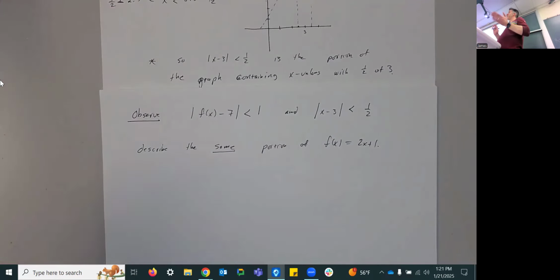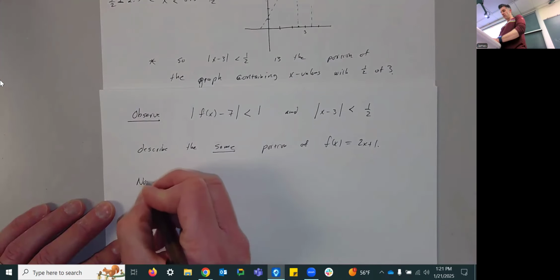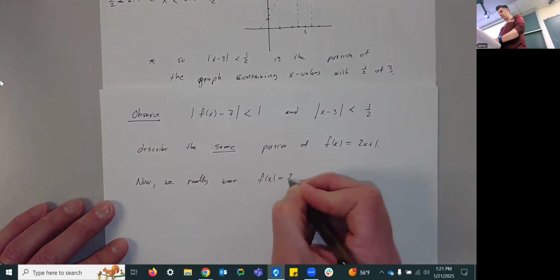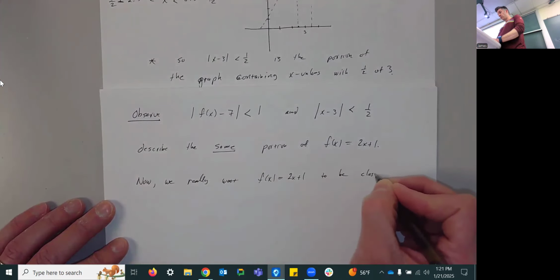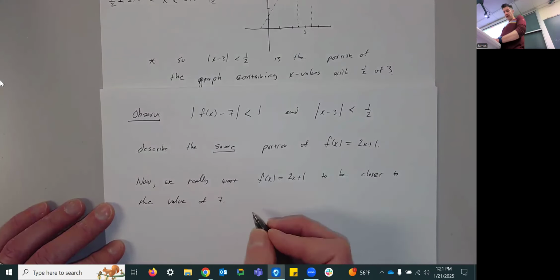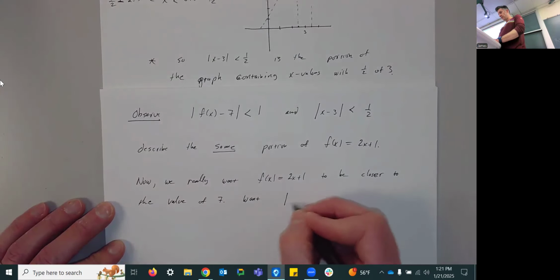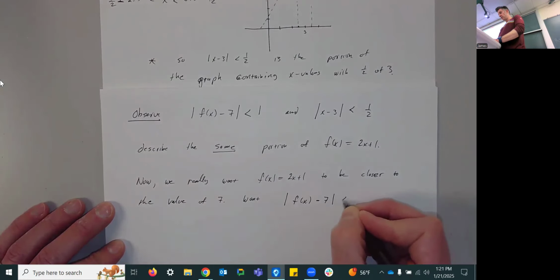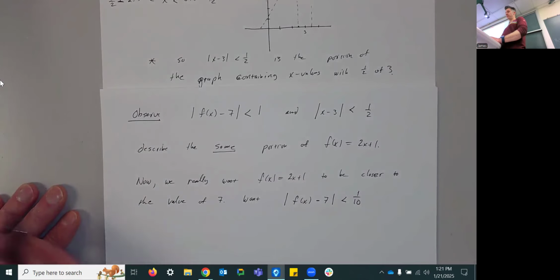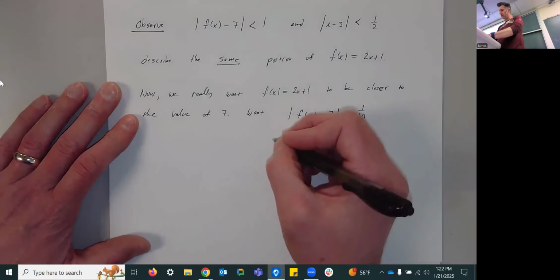So let's get a little bit more refined. Let's say instead, now we really want f of x equal to 2x plus 1 to be closer to the value of 7. In fact, what we really want is we want the absolute value of f of x minus 7 to be less than 1/10. And the question we want to answer, preferably without graphing it, but we're going to graph it anyway, is how close does x need to be to 3 so that the function is this close to 7? Great, let's graph it. But we're really going to do the algebra.